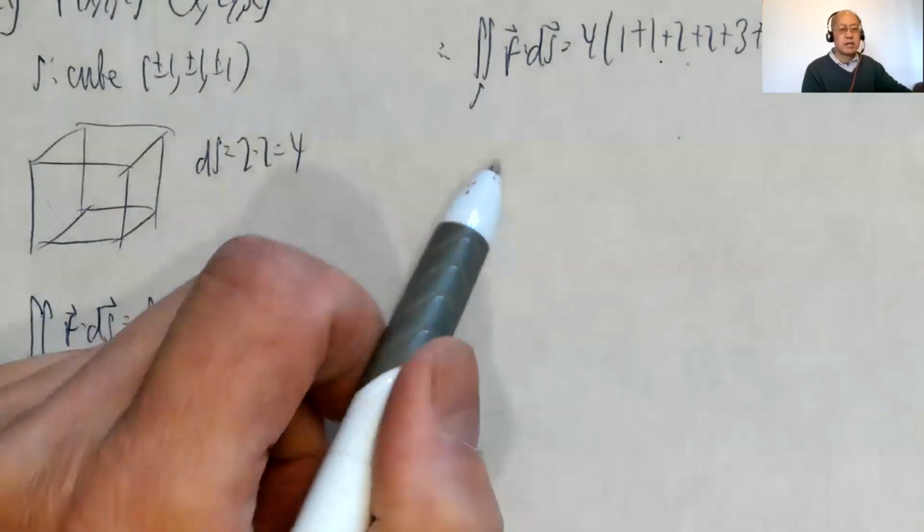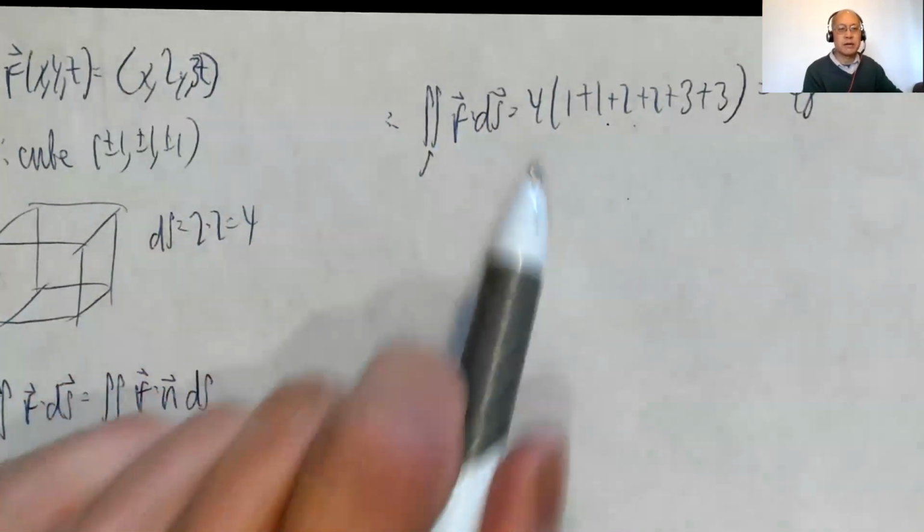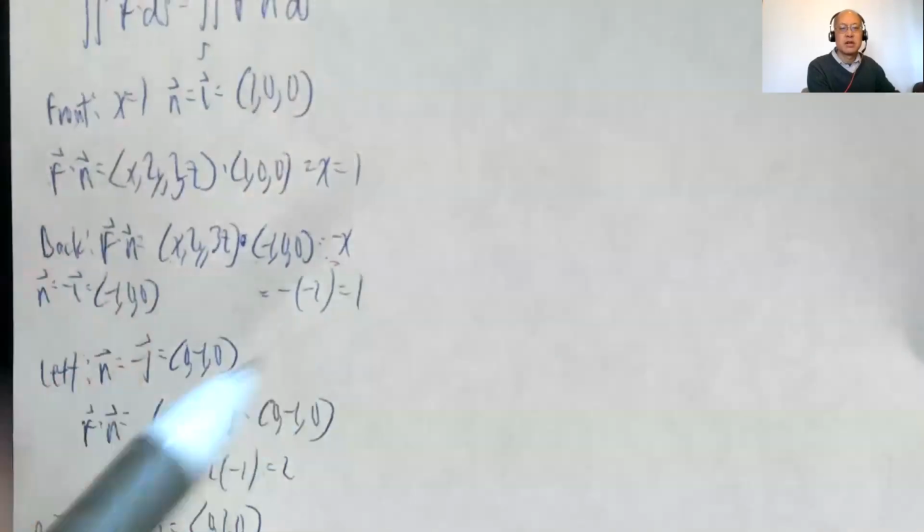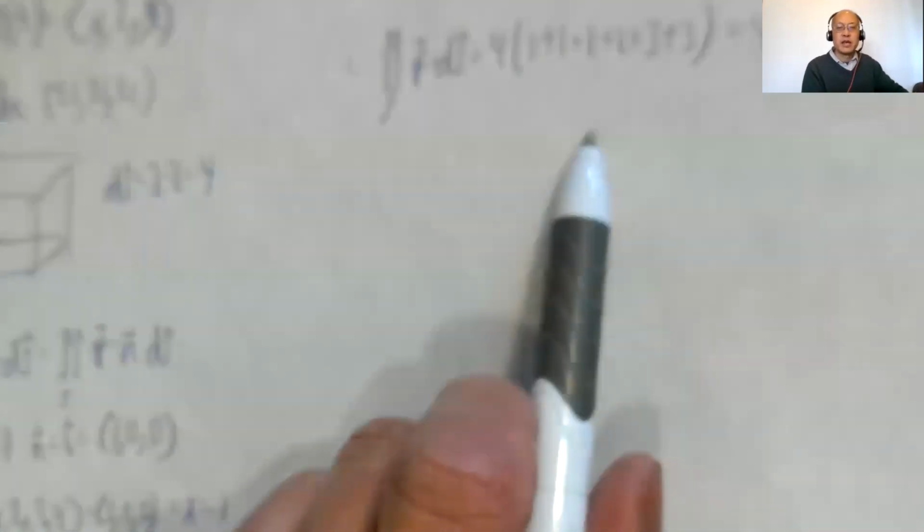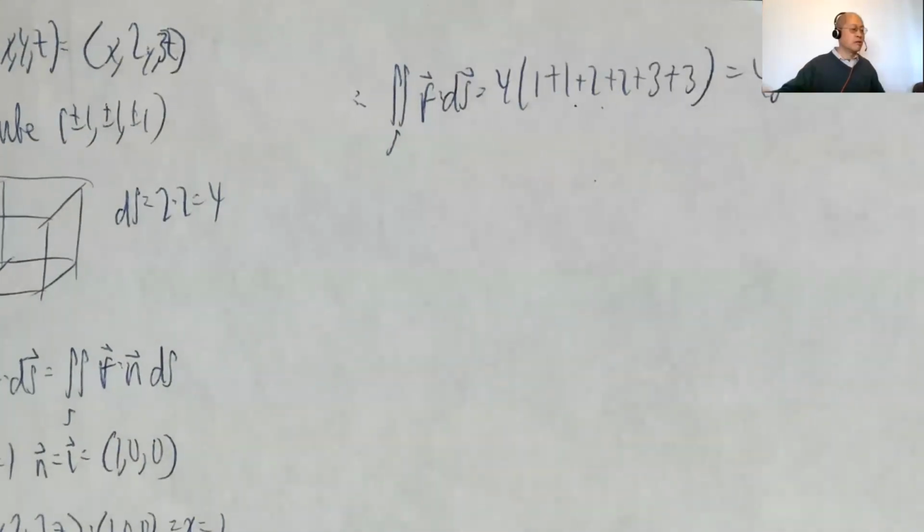Add them all up. So the flux is 4 times (1 plus 1 plus 2 plus 2 plus 3 plus 3). And so the final answer comes out to be 48. All right, so that's section 16.7.